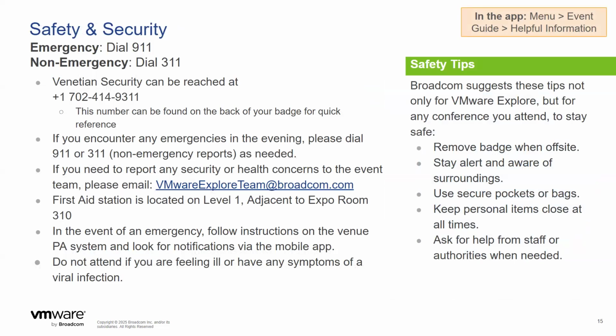And here is some safety and security information. Most importantly, 911 and 311 are the numbers you would want to know. And the Venetian security number can be found on the back of your badge if you ever need that for quick reference. There's a first aid station located on level 1. And if you need to reach out to the event team, please do so with our email there.